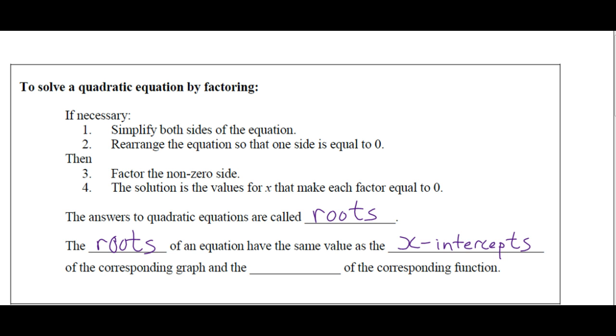If I have a graph, it has x-intercepts, right? So here's the function. When we talk about the function, it's y equals, and we got the entire graph. And last unit we were looking for the vertex. That graph does have x-intercepts. Those x-intercepts are the solution to the quadratic. So the roots of an equation have the same value as the x-intercepts of the corresponding graph and the blank of the corresponding function. What are they? The zeros of the function. That's the word. Zeros.